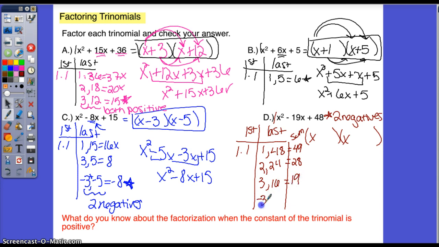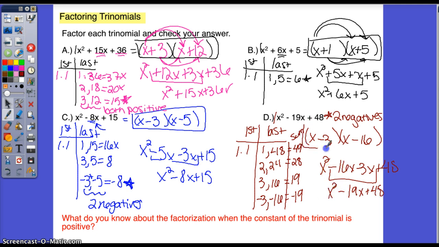So if I do negative 3 times negative 16, but when I add those together, I get negative 19. So I could get x minus 3 and x minus 16. Let's just do a quick check. X times x is x squared. X times negative 16 is negative 16x. Negative 3 times x is negative 3x. And negative 3 times negative 16 is positive 48. Add them together. X squared minus 19x plus 48.